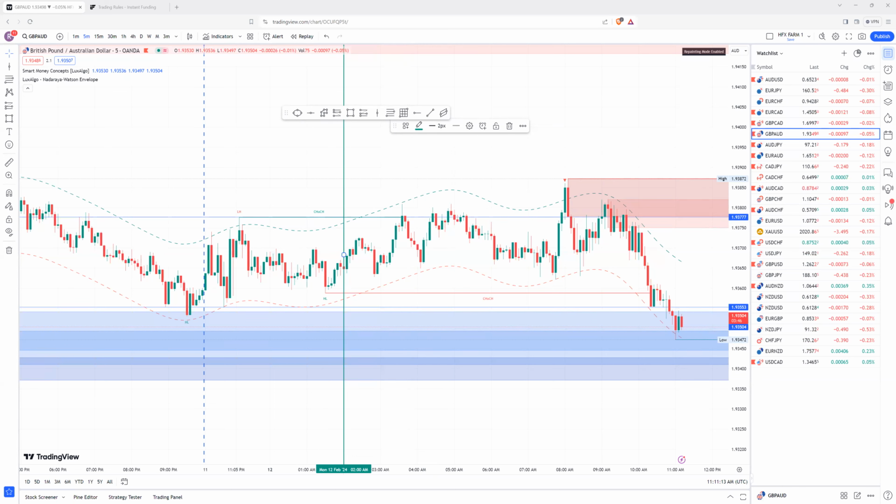Yes, all trades are 15 minutes. All my strategies are based on 15 minutes because I've realized that 15 minutes work better for me than any other time frame. I've tried a lot of them.